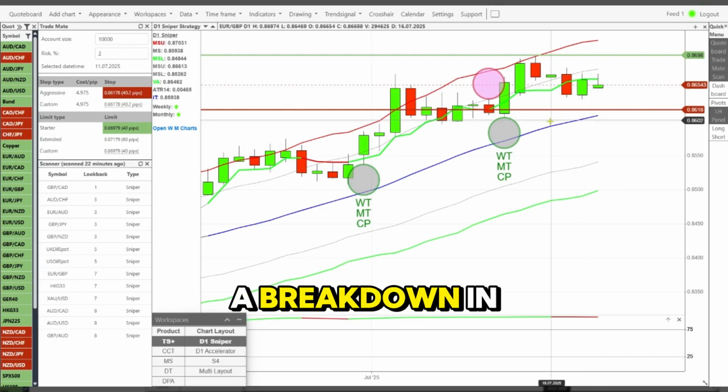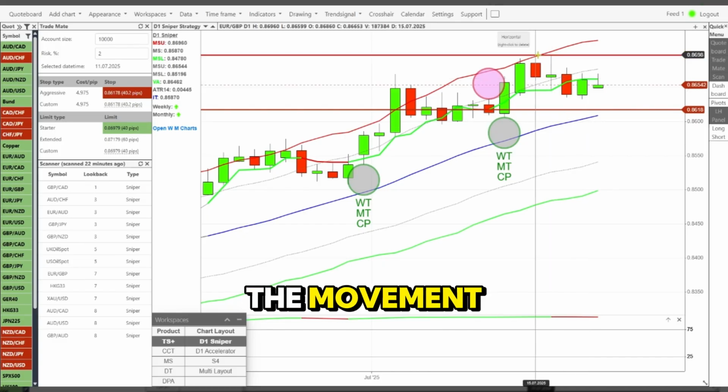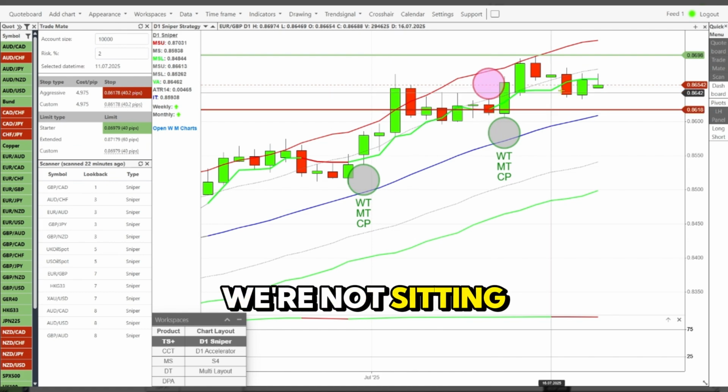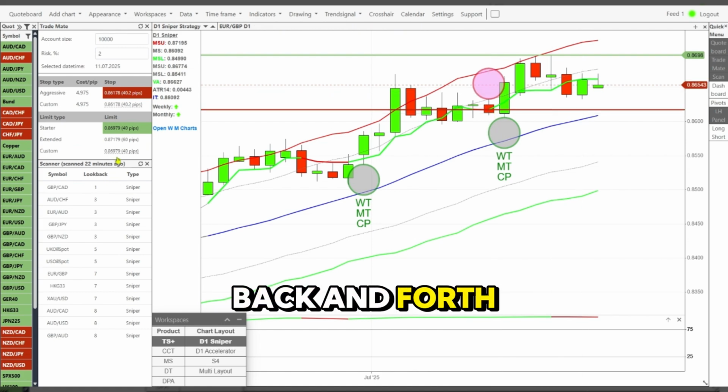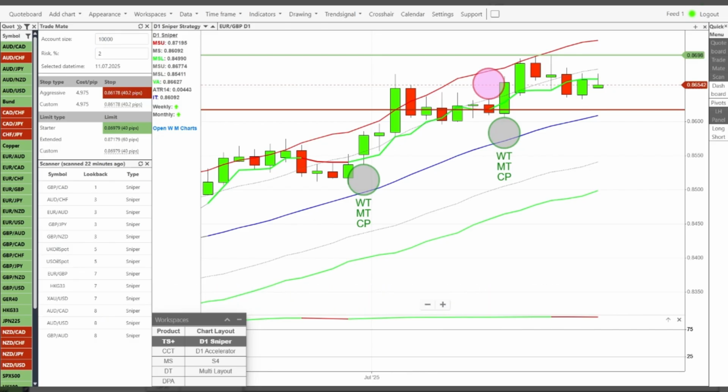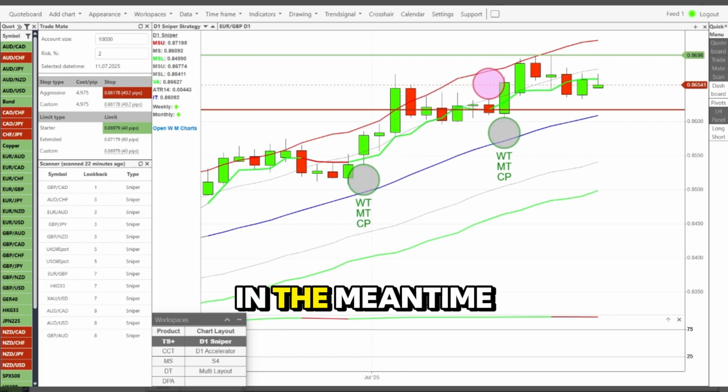We haven't seen a breakdown in the longer term trend yet, but we've taken the movement. We're out of the markets. We're not sitting here while the market is bouncing back and forth, and we're looking at deploying over the multiple different instruments we have, because there's no point sitting in here for a couple of extra pips if we can just get into a hotter trade in the meantime.